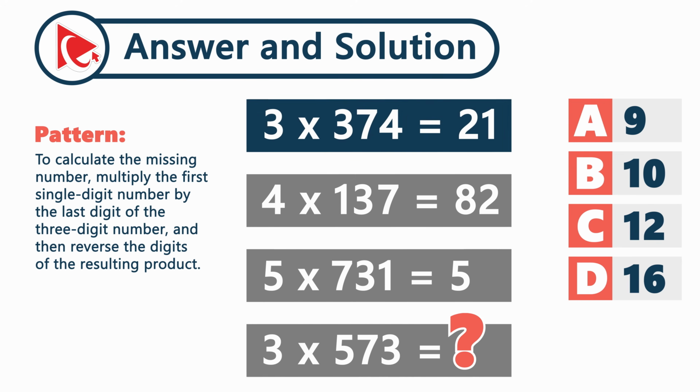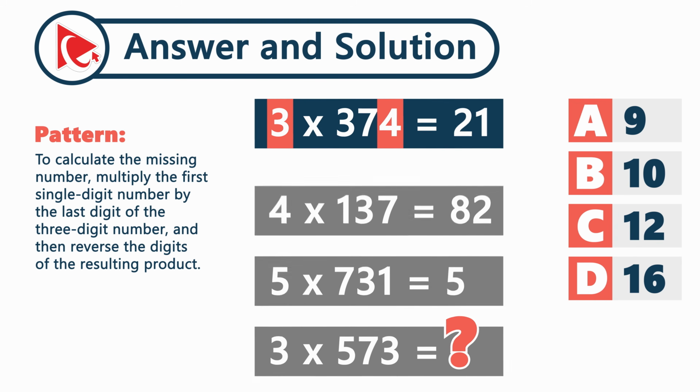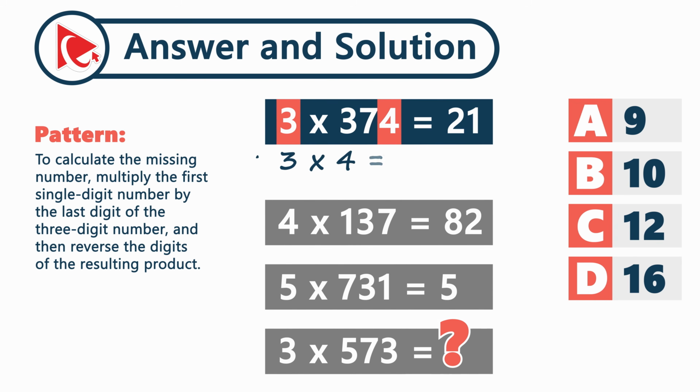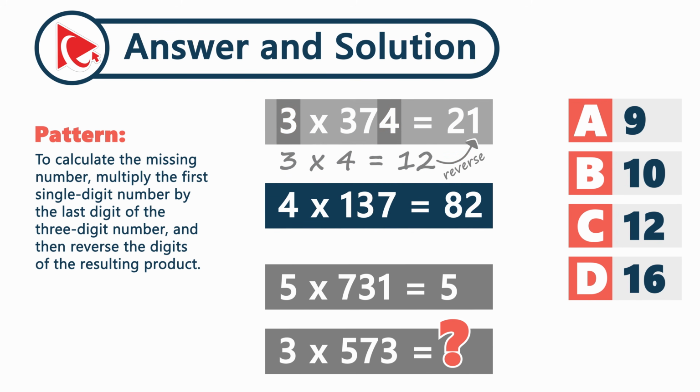The first expression is 3 multiplied by 374 equals 21. To do the actual calculations, we need to take number 3 and then the last digit of the number 374, which is 4. Then you need to multiply 3 by 4 and the result would be 12. And then in the last step, we just need to reverse the digits of the 12. And 12 reversed is 21. Let's look at other expressions to confirm the pattern.